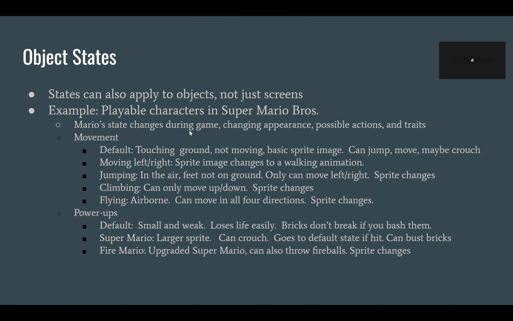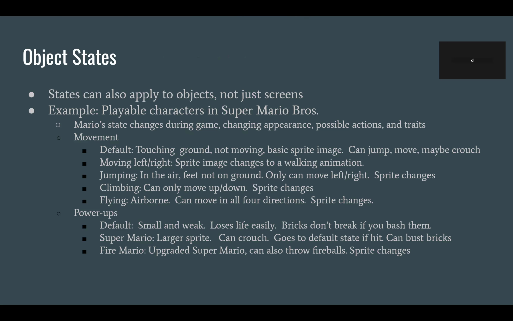So let's think about movement. He can have several different movement states. By default, he's touching the ground, not moving, and he has a basic sprite image, right? Some of the actions, he can move, jump, maybe crouch down. If he's moving left or right, that might be a different state. His sprite will change to a walking animation. If he's jumping, he's in the air, his feet are not on the ground, and he can only move left or right, and the sprite changes again, right?